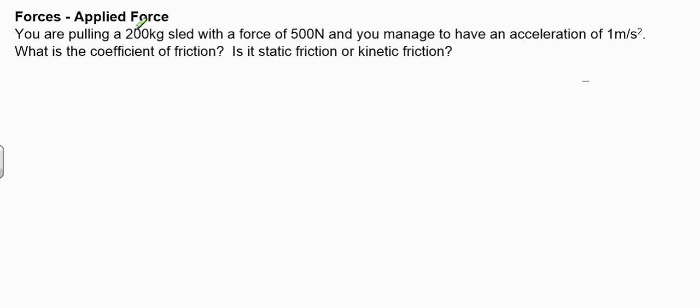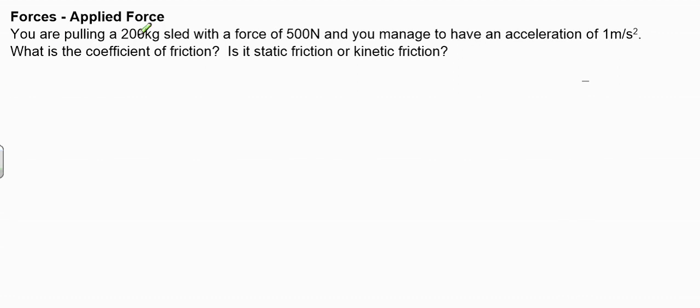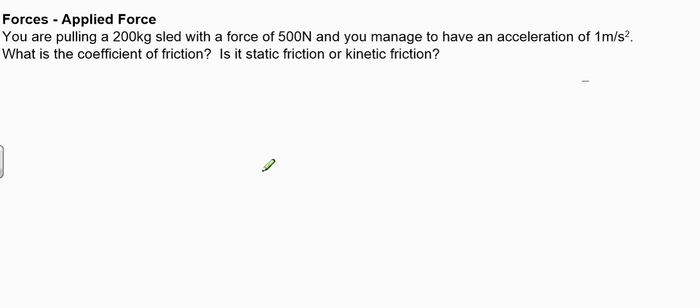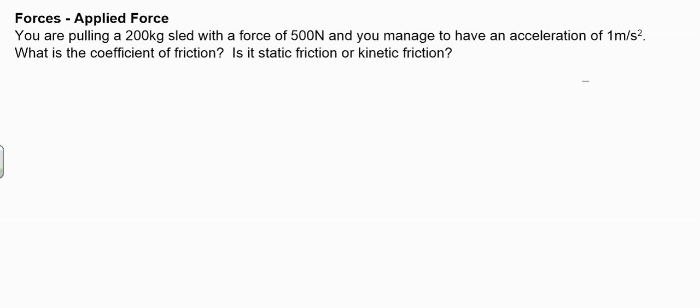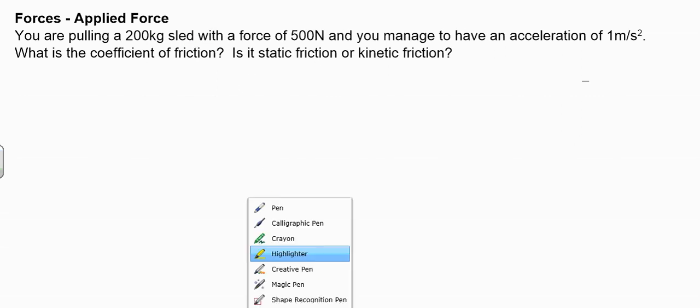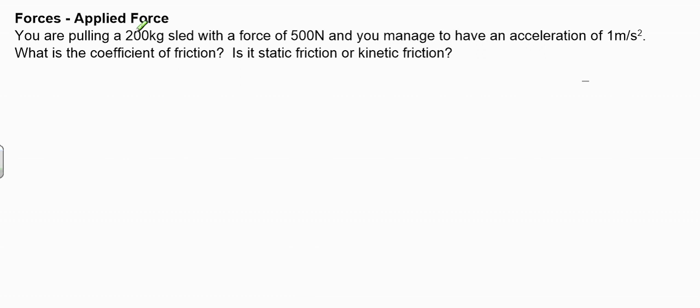So let's highlight the numbers here. I've got a 200 kilogram sled, a force of 500 newtons, an acceleration of 1 meter per second squared, and we're looking for the coefficient of friction. So let's jot down what we have.